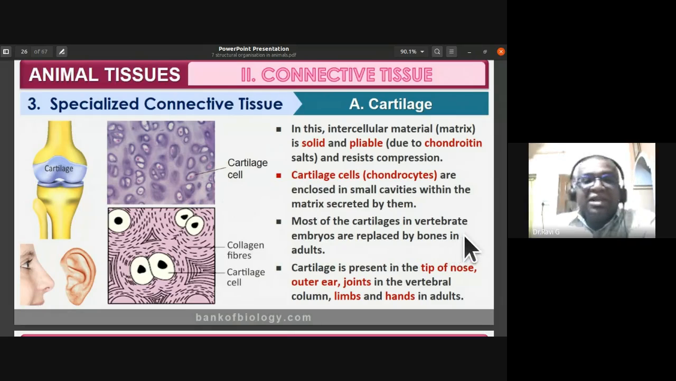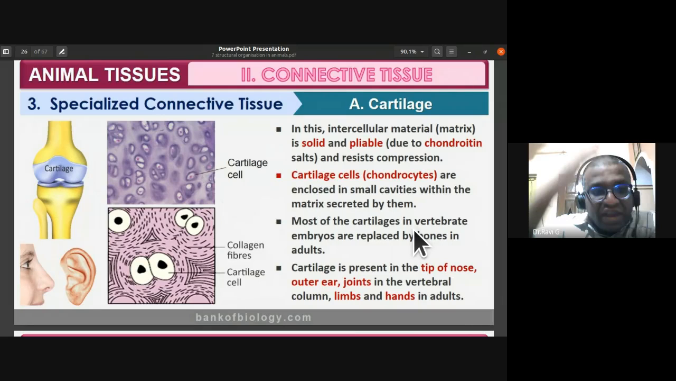So most of the cartilage in vertebrate embryos is replaced by bones in adults. A very young infant, once it has been given birth to, if you find the top of the head, it would be almost semi-solid. The skull would not have been formed yet.